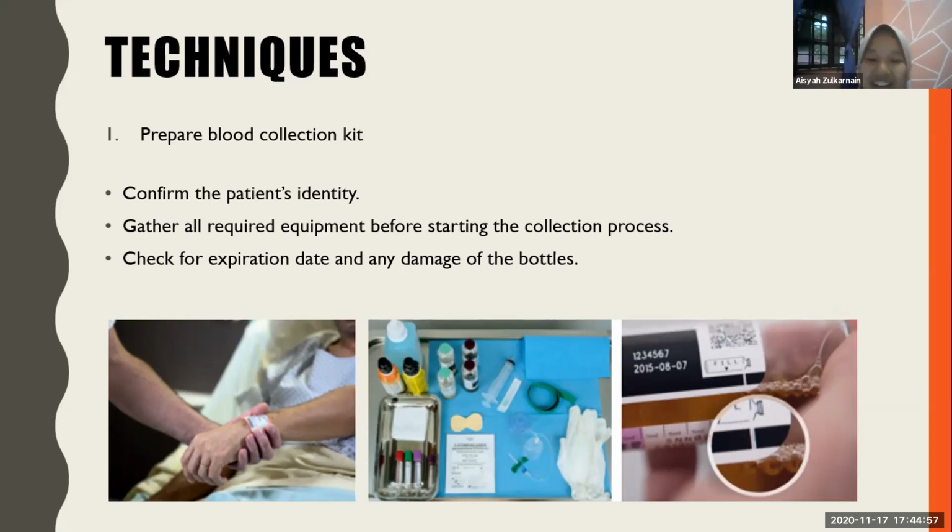Okay, so after we confirm the patient's identity, we will gather and check all the required equipment before starting the collection process. It is also important to check the expiration date, and also if there is any damage, especially to the blood culture bottles.